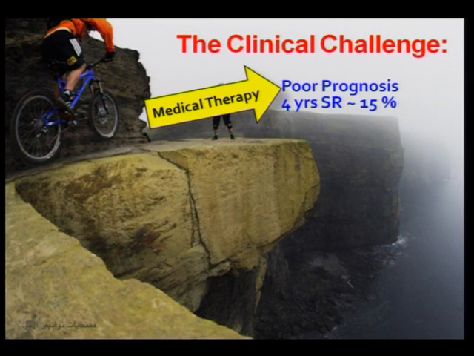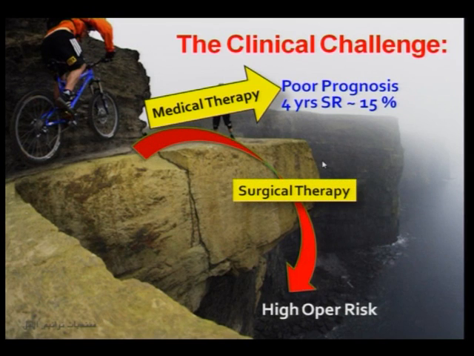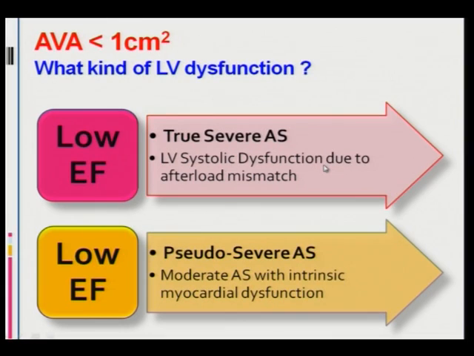When we face such a patient, the clinical challenge remains that if we subject this patient to medical treatment, they have a very, very poor prognosis, and in fact, nearly 85% of these people are expected to die in nearly 4 years' time. On the other hand, if we subject them to surgical therapy with aortic valve replacement, they carry a very high perioperative and intraoperative risk. And so the clinical challenge remains in handling this type of patients.